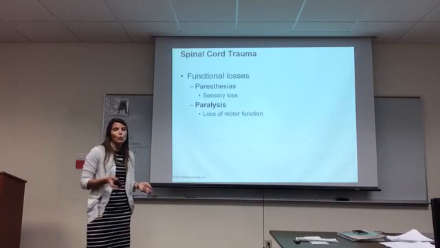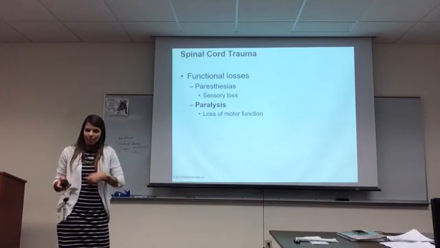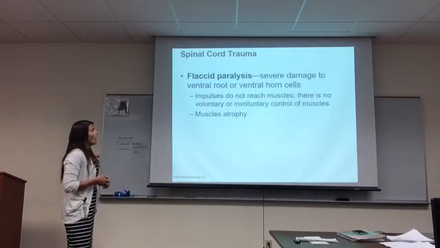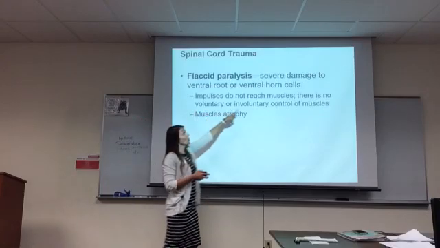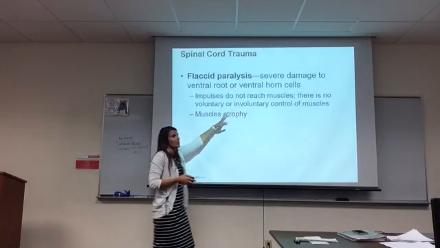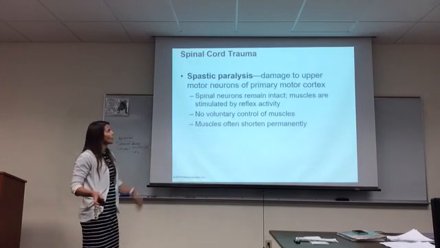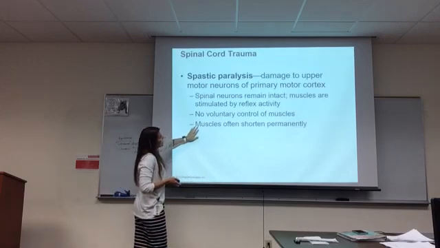Paralysis is where you lose motor function. Every time anything is going to be paralysis, it's going to be something on the ventral side. So you're going to see damage ventral, ventral, ventral. So if it's flaccid paralysis, ventral horn. So we're at the front. That's motor. So you can no longer control your muscles. They begin to atrophy.